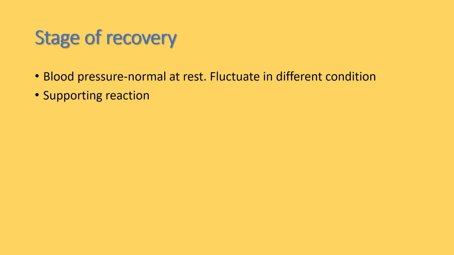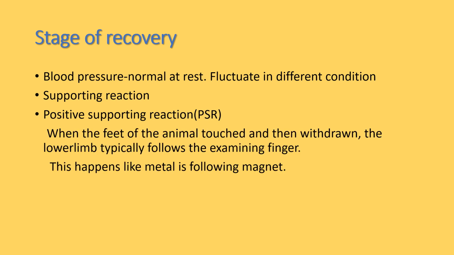In the spinal animal we can see the supporting reactions. It indicates the locomotor generators are located in the spinal cord. In the positive supporting reaction, when the feet of the animal are touched and then withdrawn, the lower limb follows the examiner's finger. This happens like metal following a magnet. So this is the positive supporting reaction.